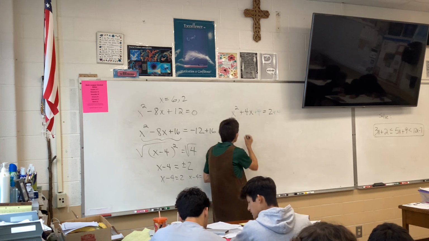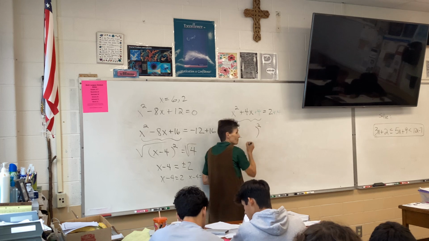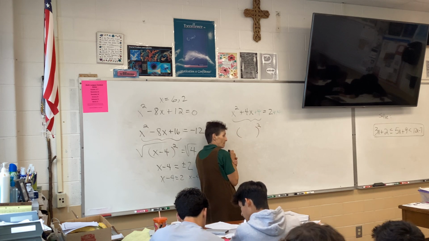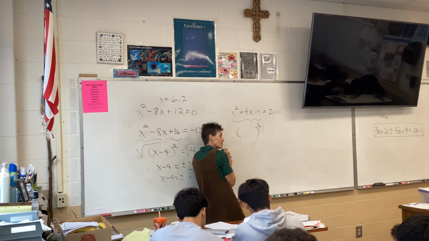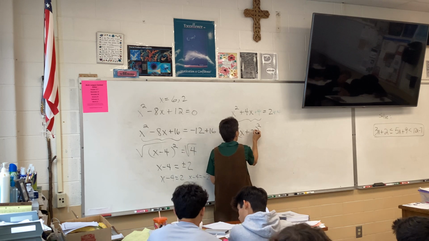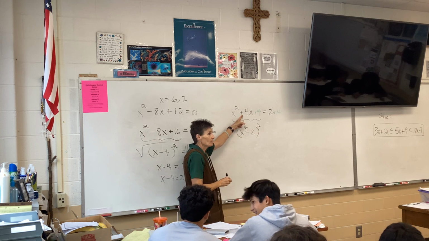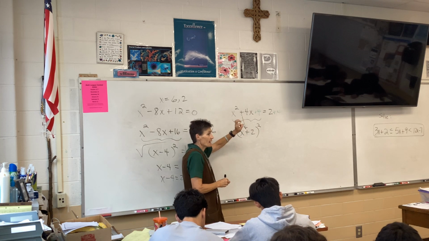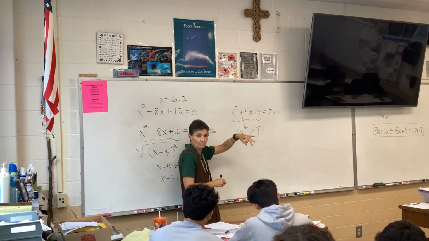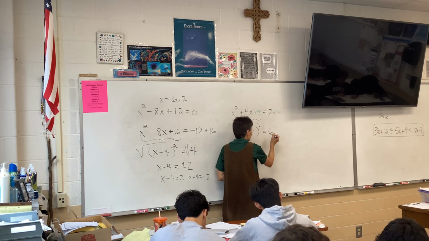Caitlin, were you able to write this as a square? I was getting to it right now. What do you think it is? Actually, it's going to be a plus this time because it copies that sign. Okay? x plus 2, x plus 2. And that equals 6.